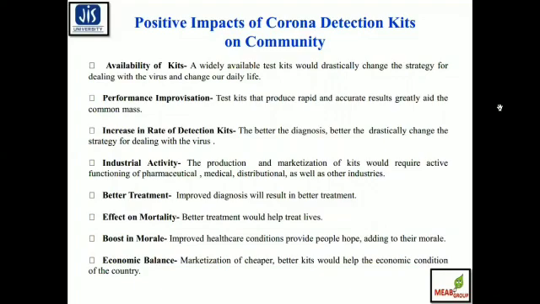Boost in the morale. Improved healthcare conditions provide people hope, adding to their morale. Finally, economic balance is very important, which helps to accelerate the marketization. A cheaper and better kit would help the economic conditions of the country.